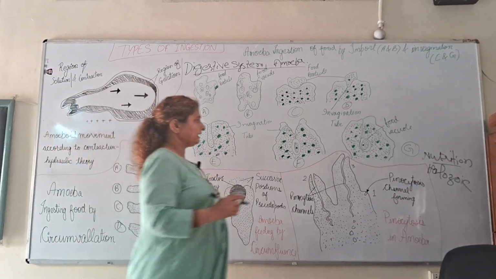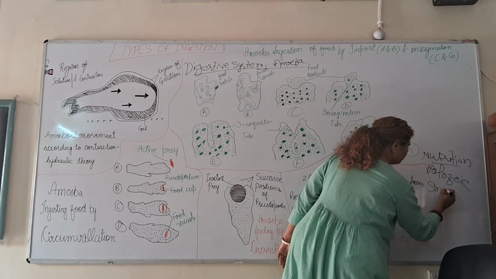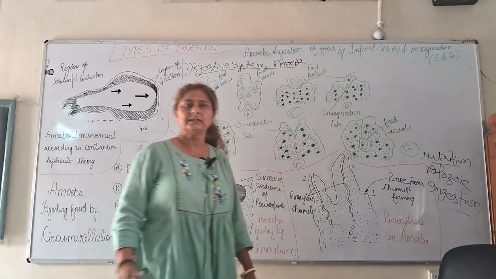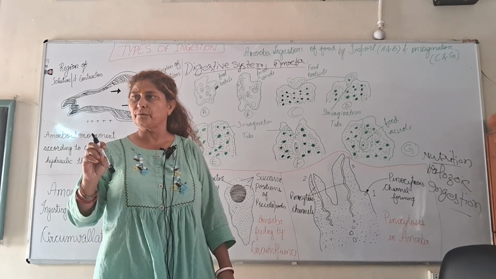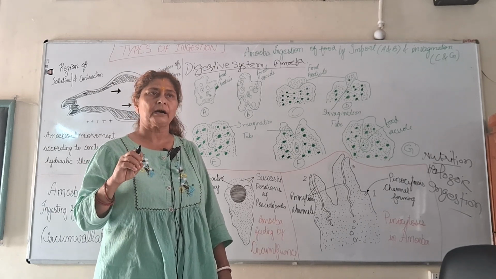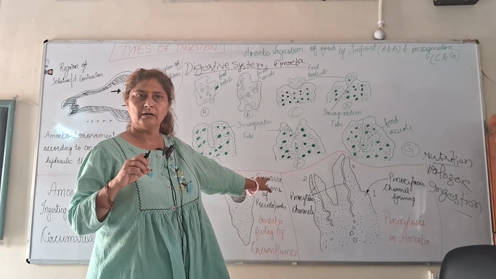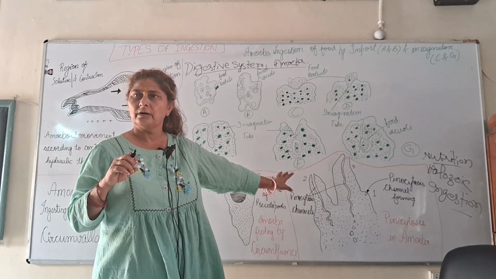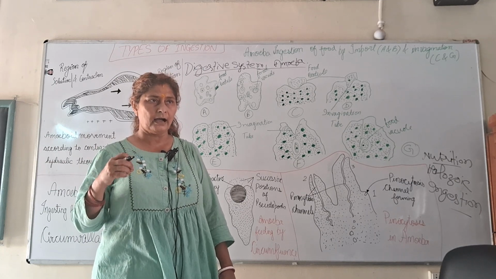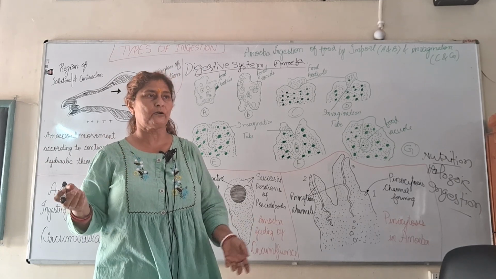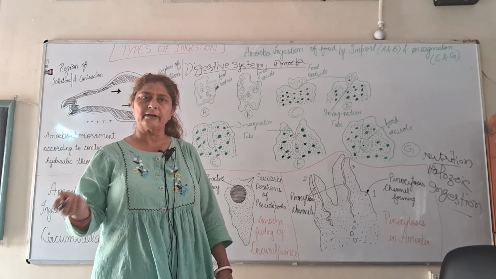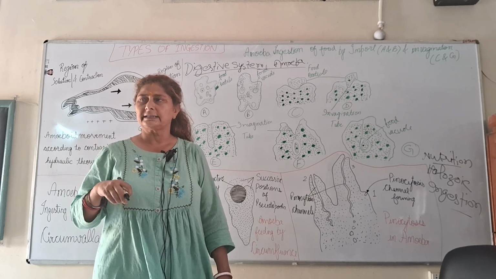Next is ingestion. Ingestion means intake of food. First is food, then intake of the food. That is the typical one with this amoeba. They have 3-4 types of how they take the food inside the body, because it is unicellular, means it is made up of one cell. So they take food from outside to inside.